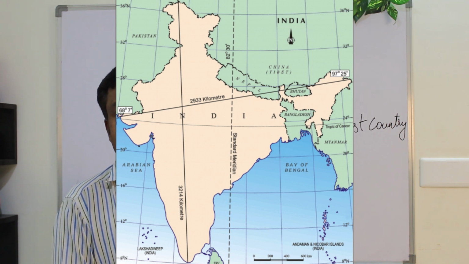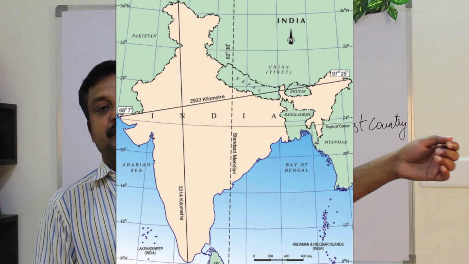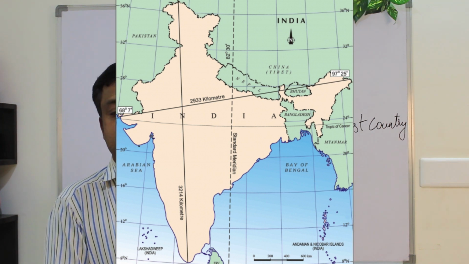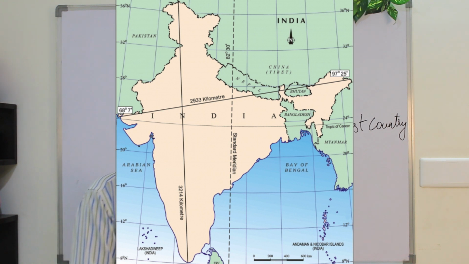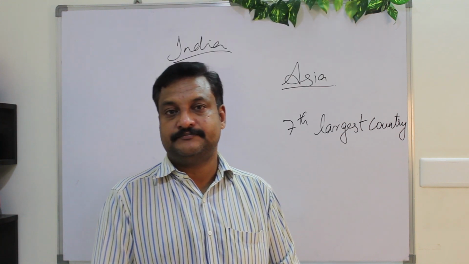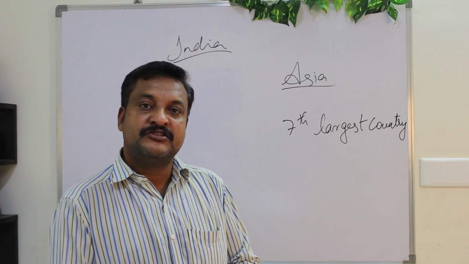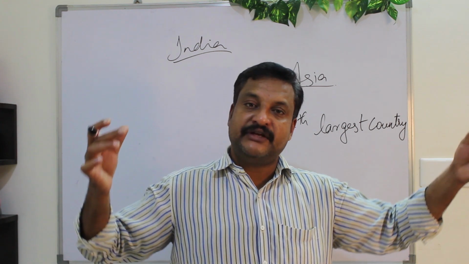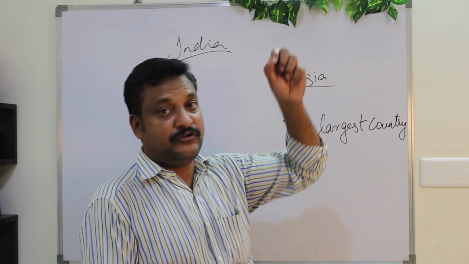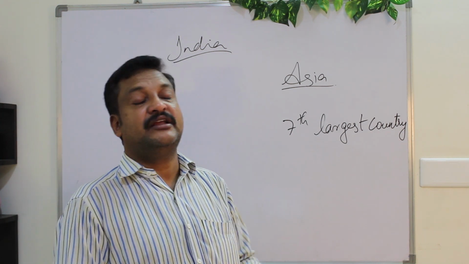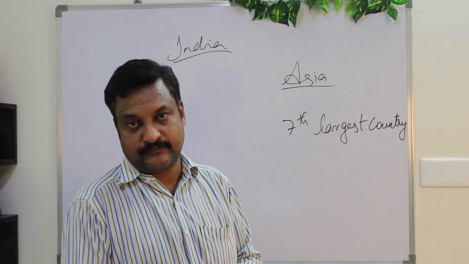From the eastern tip in Arunachal Pradesh it measures 3000 kilometers from west to east, and from north to south, from Kashmir to Kanyakumari, it is 3200 kilometers. Clear? So from east to west it is 3000 kilometers long, and from north to south, from Kashmir to Kanyakumari, it is 3200 kilometers long.